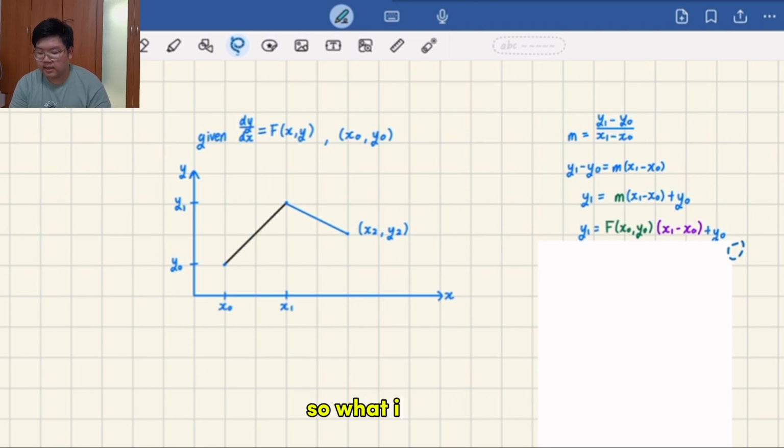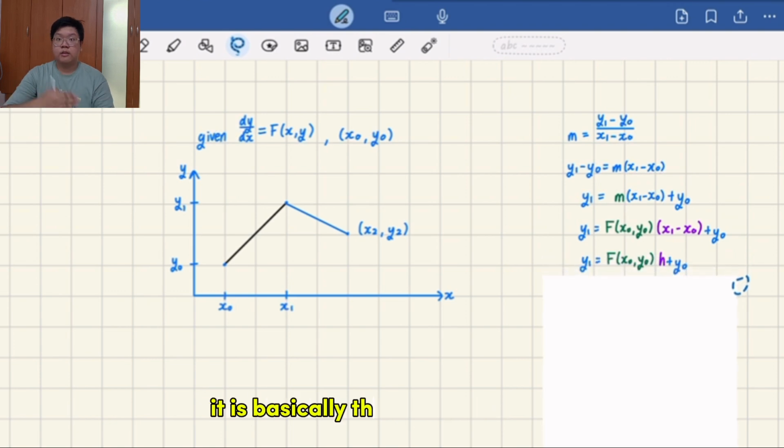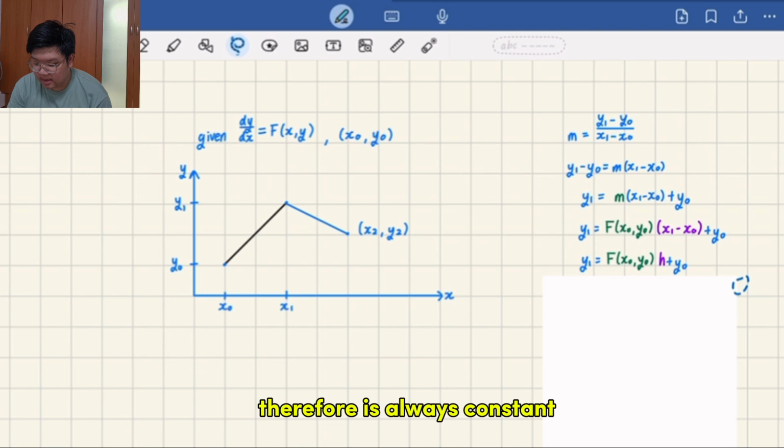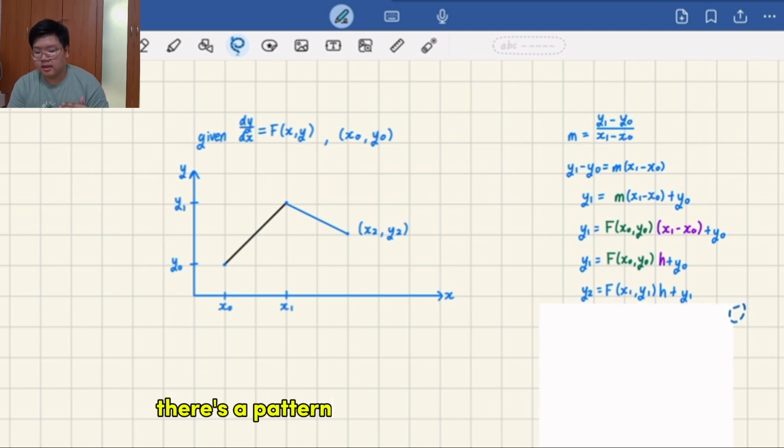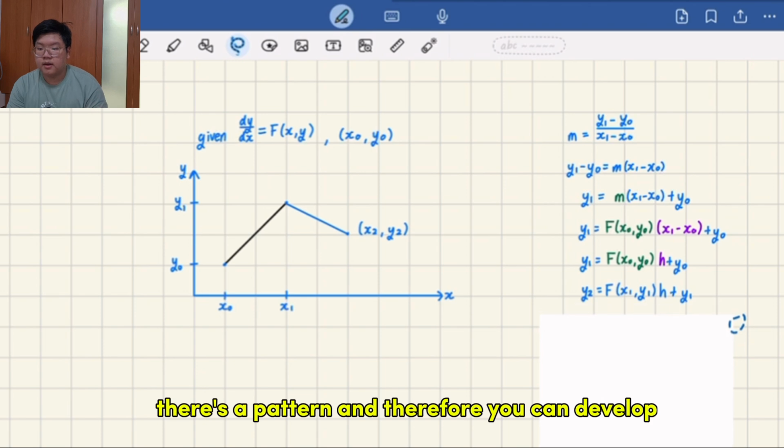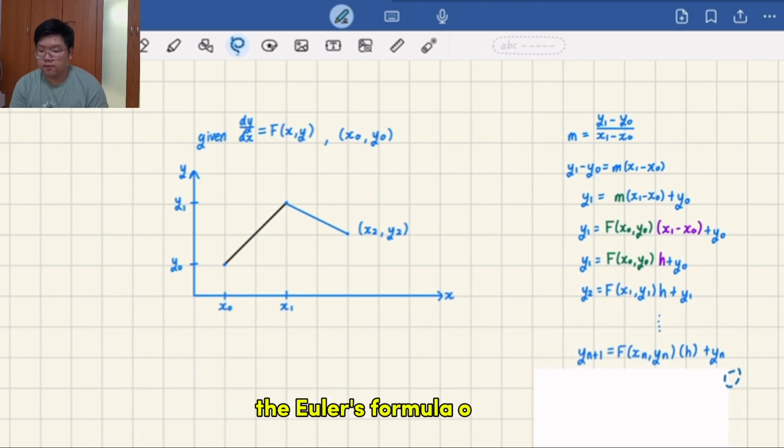So what is step size? It is basically the increment of x value. Therefore it's always constant. If let's say you want to find y2, you basically take f(x1, y1), which is the gradient at position 1, h, which is constant, and y1, which is the value at the first position. Then as you can see, there's a pattern, and therefore you can develop Euler's formula over here.